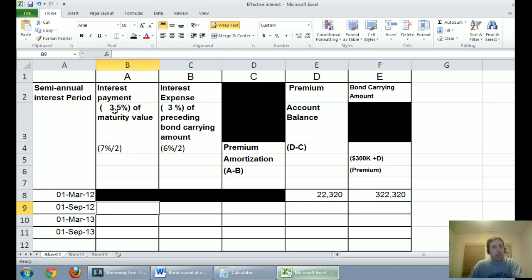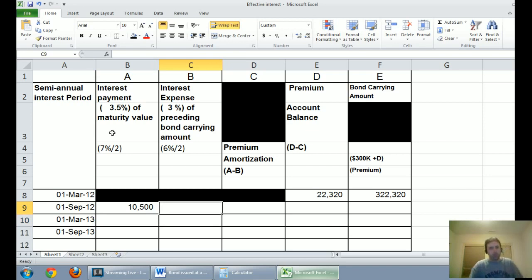Our interest payment, 3.5% of maturity value. So 3.5% times the $300,000 we've got to pay back. I'm going to go a little bit quicker this time than I did on the discount one. So if you're confused here, take a look at the discount video. I walk through these calculations a little more slowly. But if you've done the discount one, this is pretty straightforward. So 300,000 times 3.5% is 10,500. Remember now, that interest payment isn't going to fluctuate unless I make some bond conversion or something. But assuming everything goes according to plan with this bond, that's going to be a $10,500 interest payment throughout.